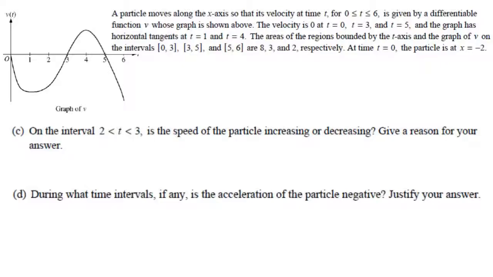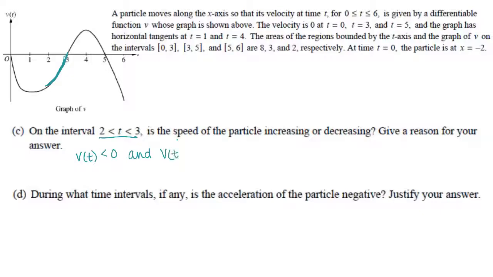Okay, for part C, on the interval from 2 to 3, is the speed of the particle increasing or decreasing? So for speed to be increasing, we need to be above the x-axis and increasing, or below the x-axis and decreasing. Or if we're slowing down, then we're below the x-axis and increasing, or above and decreasing. So that's kind of confusing, but from 2 to 3, notice that we are below the x-axis, so I know that v at t is less than 0.